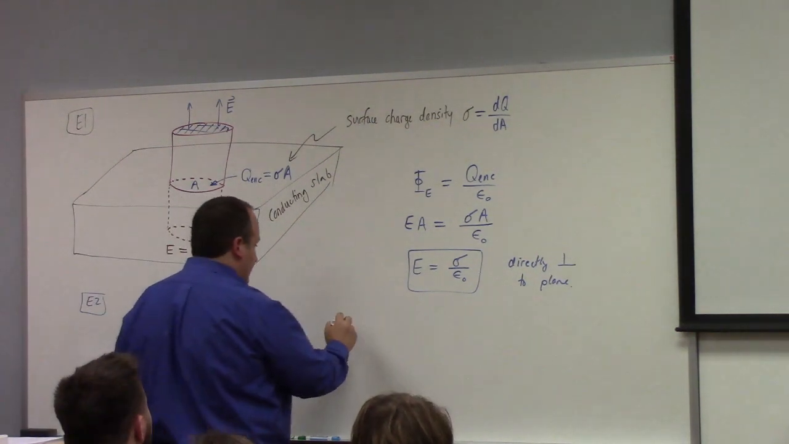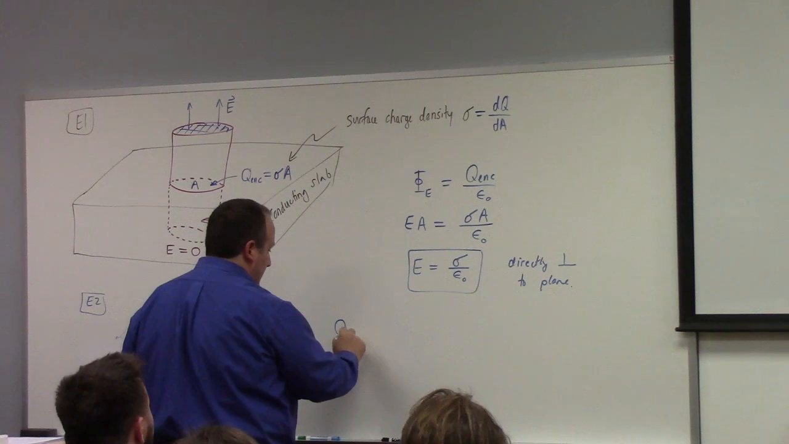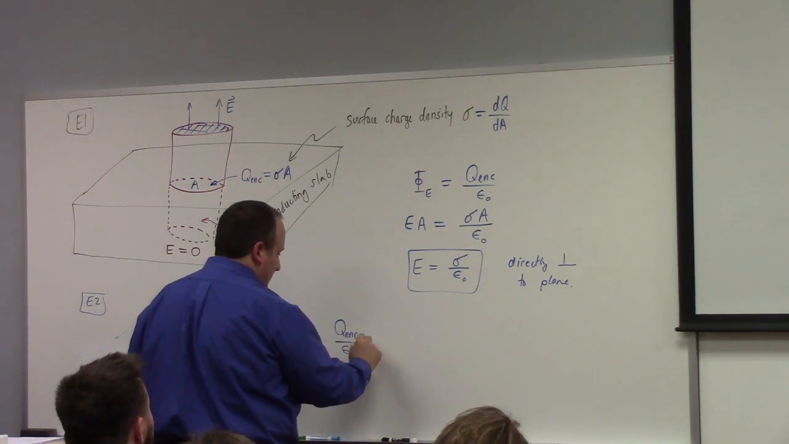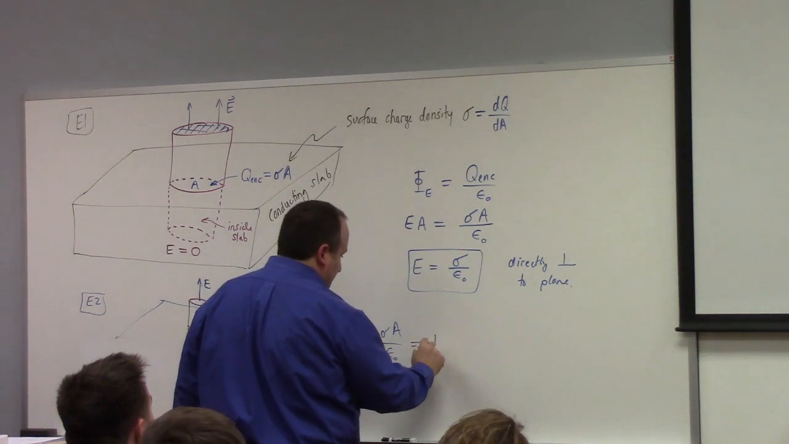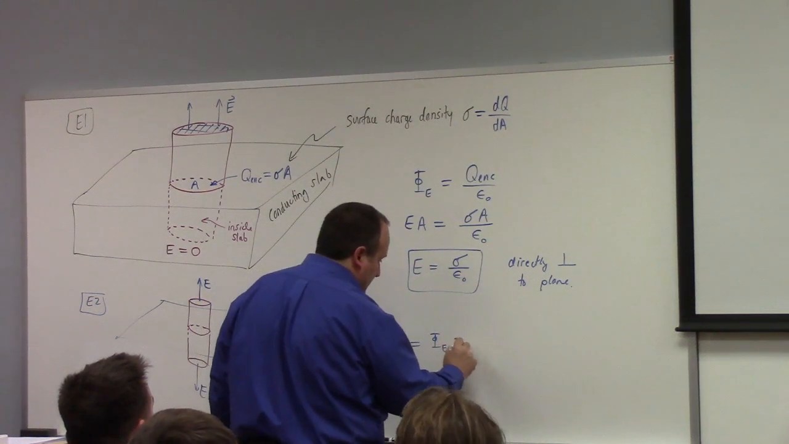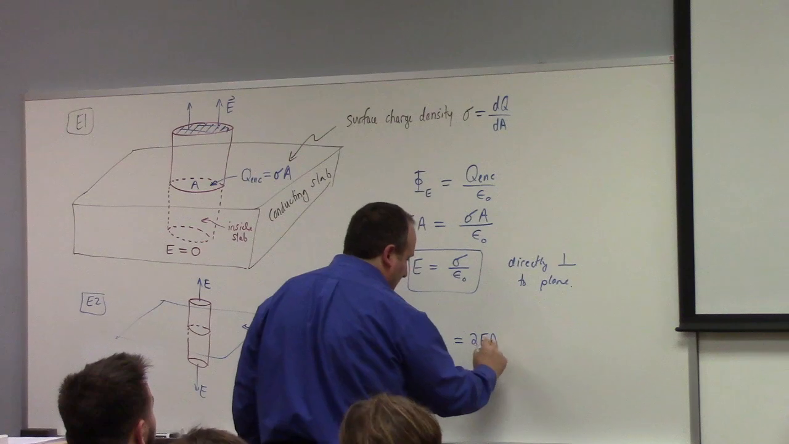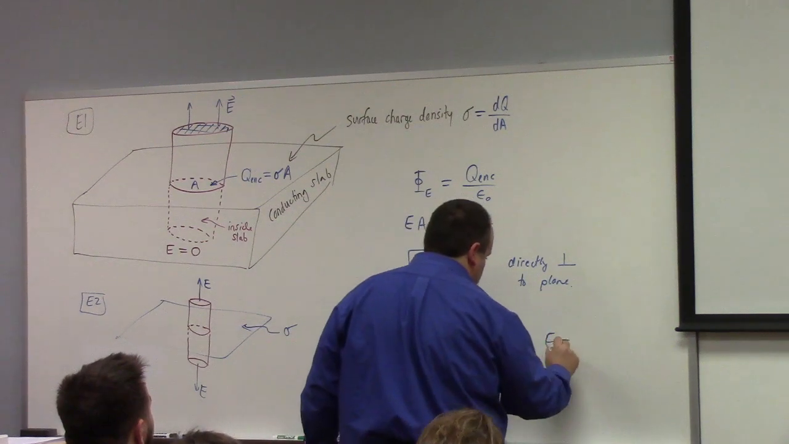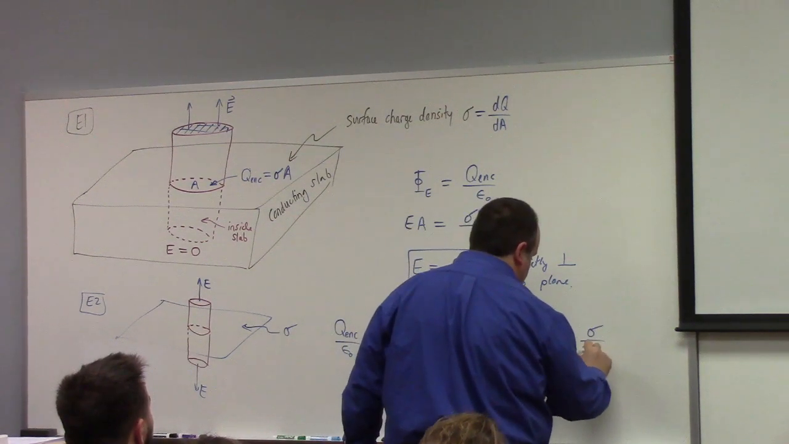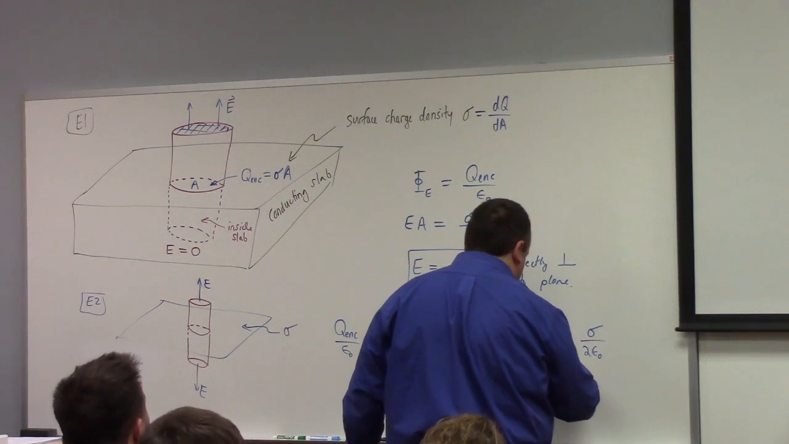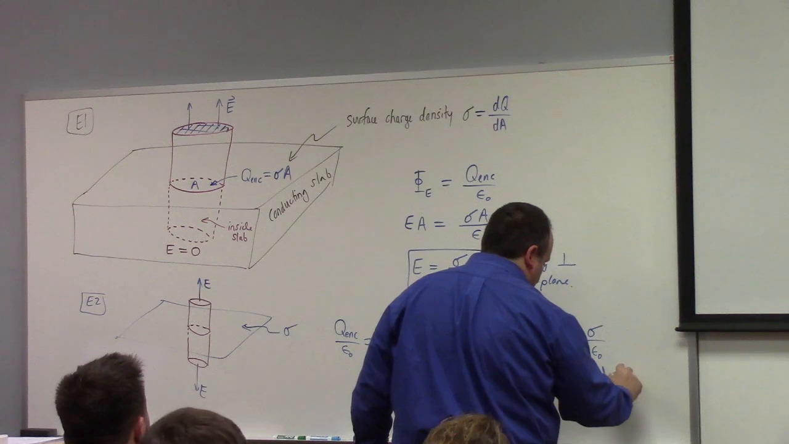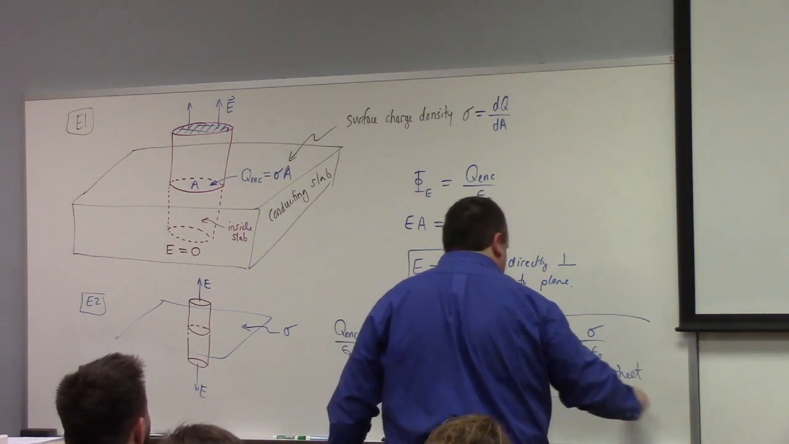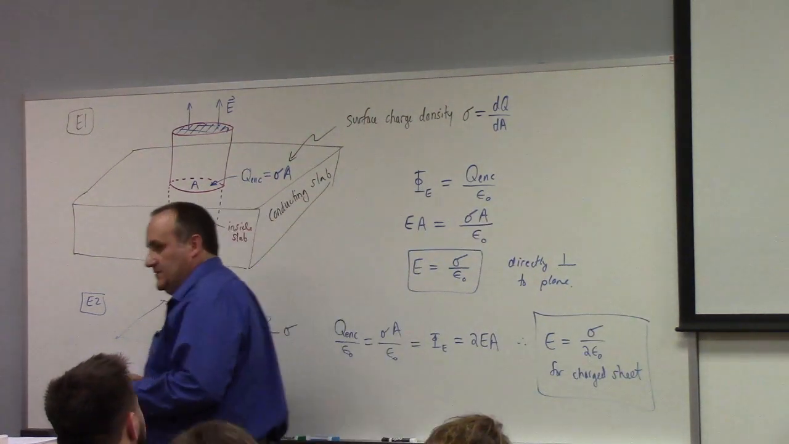In that case, we get the calculation that Q enclosed divided by epsilon naught is equal to, again, sigma A over epsilon naught. But the difference here is that the formula for the flux is 2EA. So therefore the electric field is sigma over 2 epsilon naught for a charged sheet. And so, excellent follow-up question.